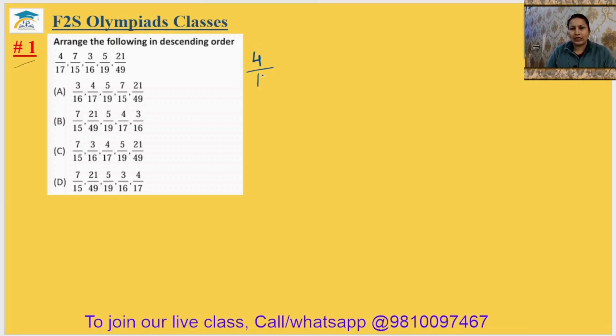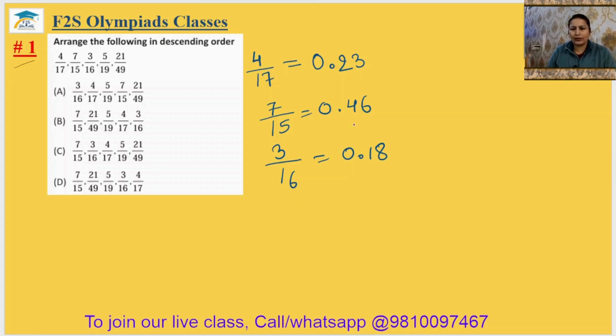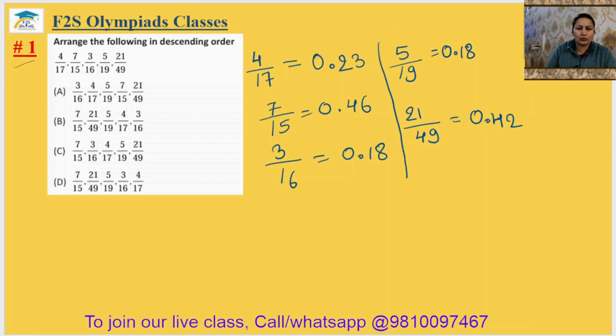So 4 by 17, if you convert it to decimal, you will get 0.23. 7 by 15, you will get 0.46. 3 by 16, you will get 0.18. 5 by 19, and then 21 by 49, you will get 0.42. 5 by 19 will be 0.26. I wrote it wrong. Wait. It will be 0.26.